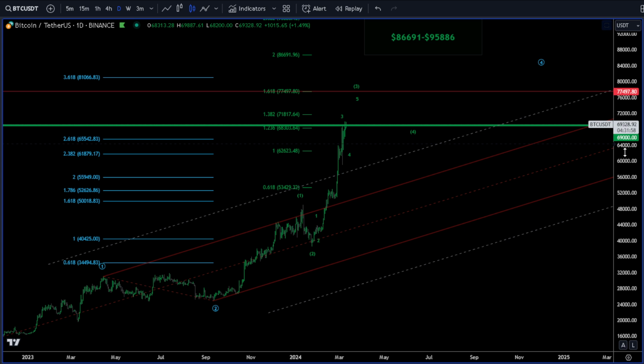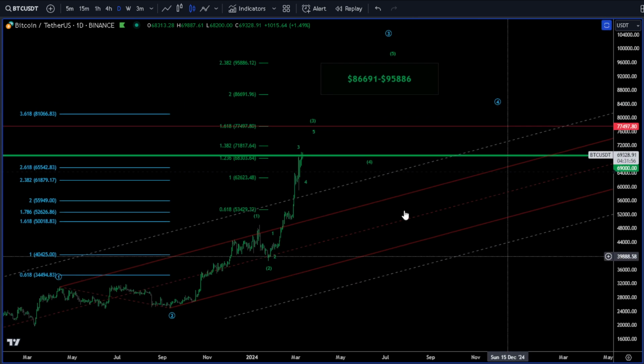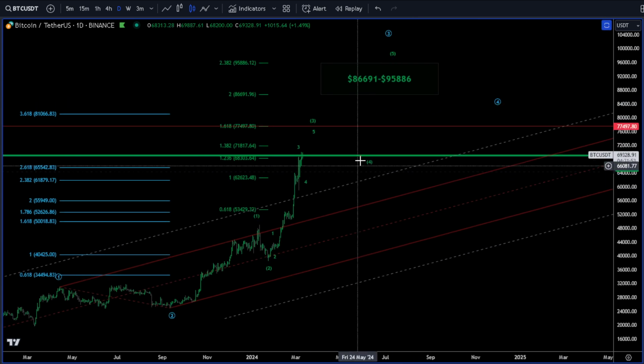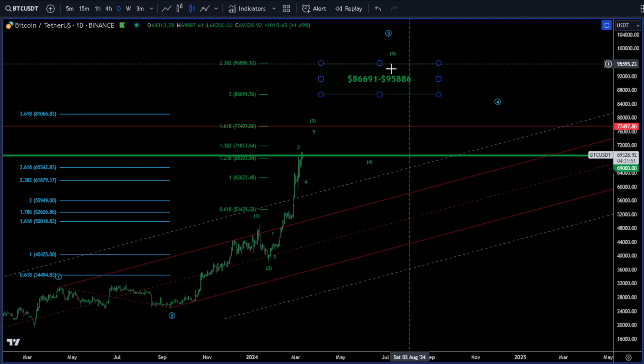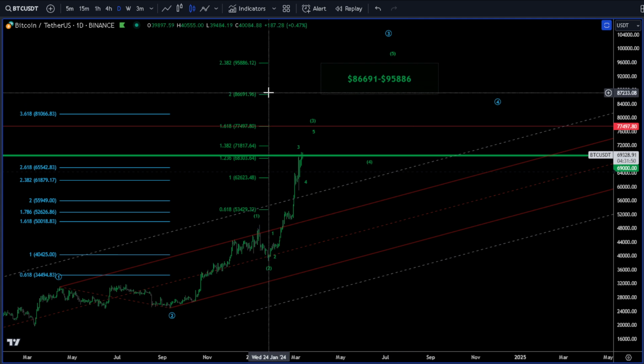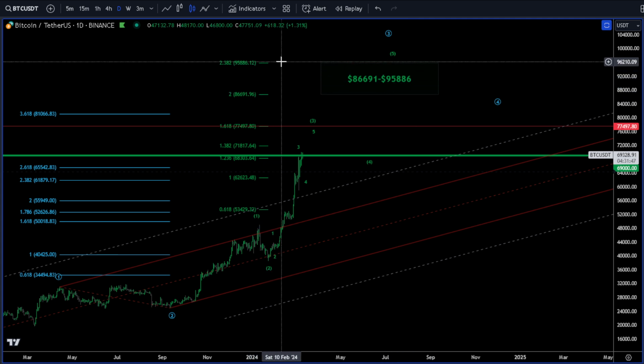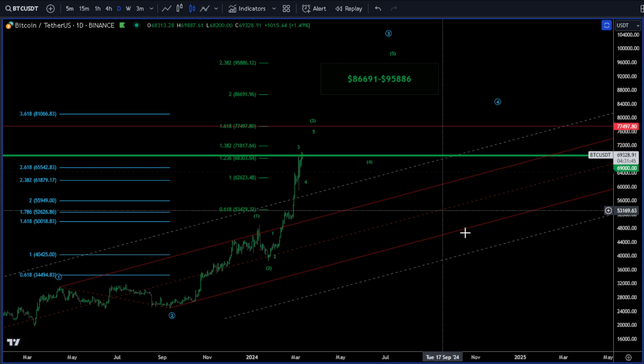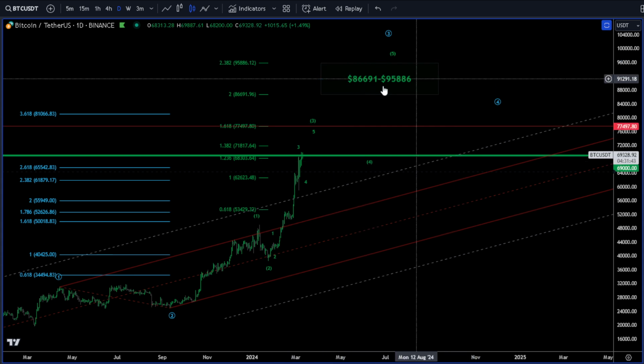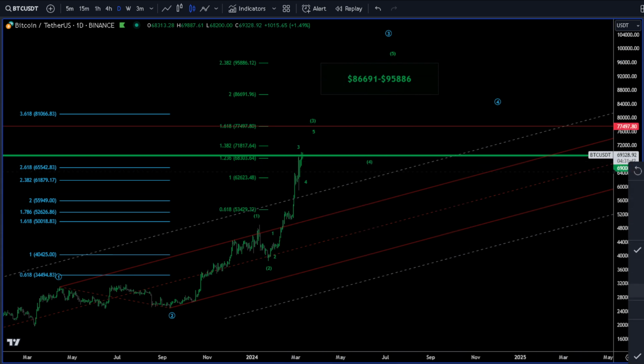I mark that out in red so you can see that, in which case we're expecting a sideways consolidation in either a flat or a triangle for our fourth wave, and then our fifth wave targets of the third is between 86,691 and 95,886. So I've marked out those territories in linear scale.